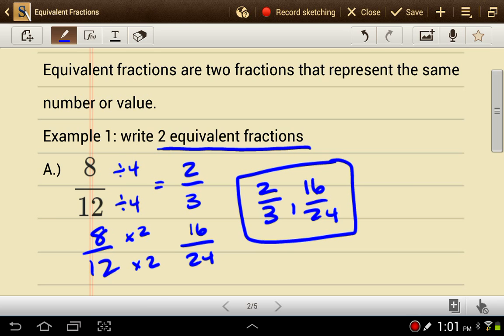So 2/3 represents the same thing as 8/12. If I'm thinking of a pie, if I have 3 pieces and I ate 2 of them, that's the same as if I were to cut that same pie into 12 pieces and eat 8 of them. Or cut them into 24 pieces and eat 16 of them. Those all represent the same amount of value. Okay? All right, I'm going to move on to my next slide.